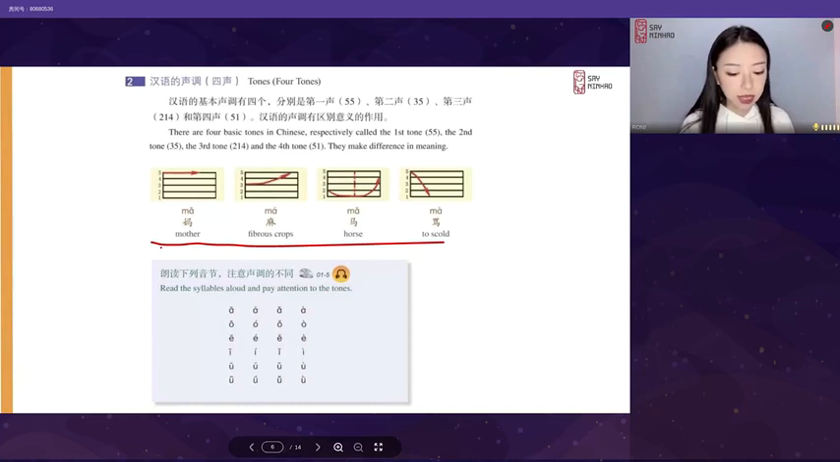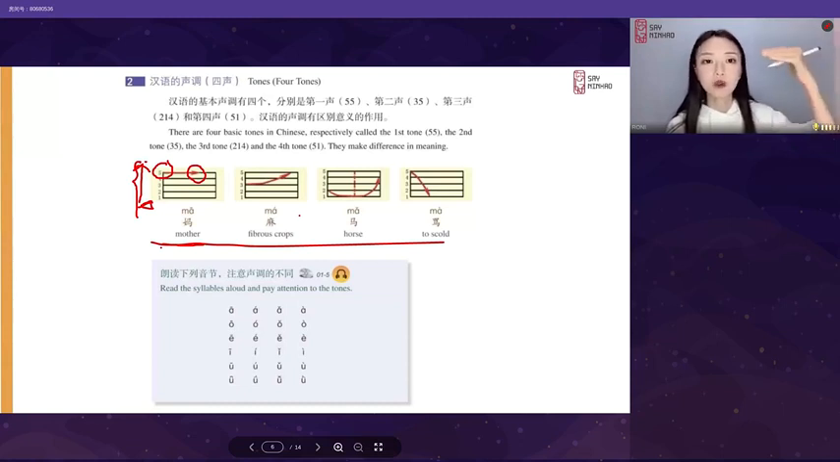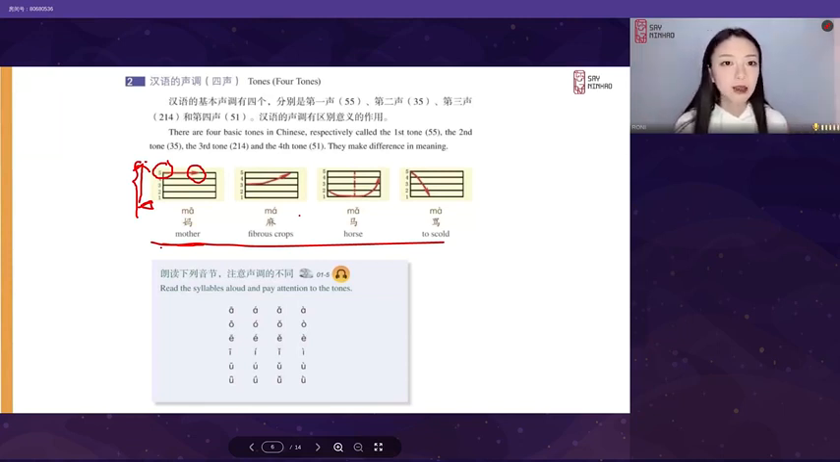First, we can see here are five lines. In each pinyin, there are five lines here, which means five pitches, from the first pitch to the fifth, from the lowest to the highest, okay? So first, let's see the first tone. First tone, ma. It started from pitch 5, the highest pitch, and it ended at pitch 5. So it is a level, flat sound. Ma, always on the highest pitch. This is first tone.